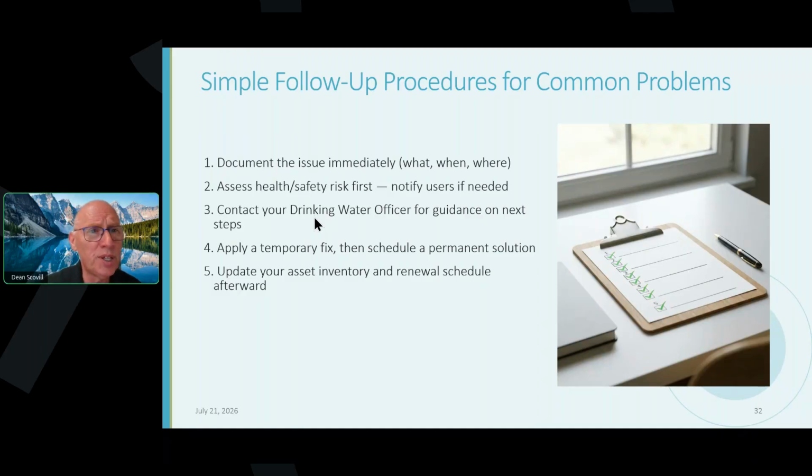Assess the safety risk, contact your drinking water officer for guidance, apply temporary fixes, maybe a better rubber seal on the hatch. Maybe that's a starting point. Doesn't cost me a lot. Update your asset inventory and renewal schedule afterwards.